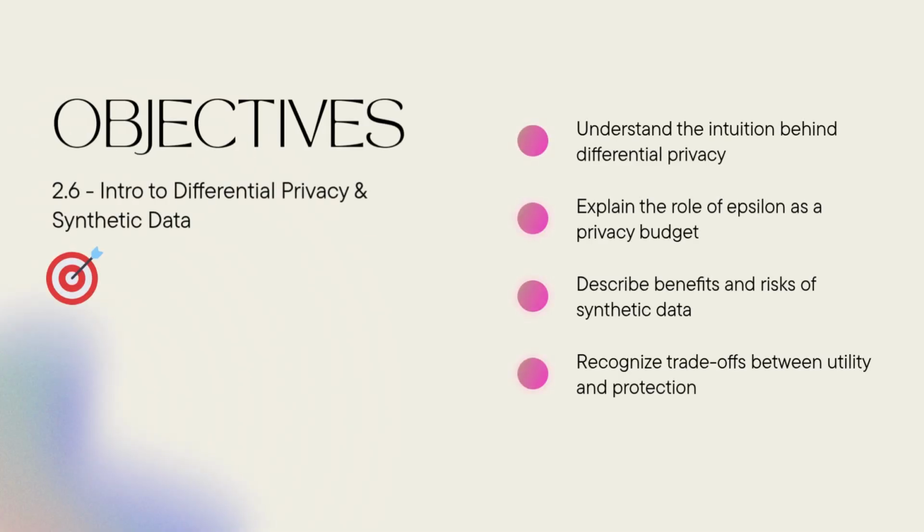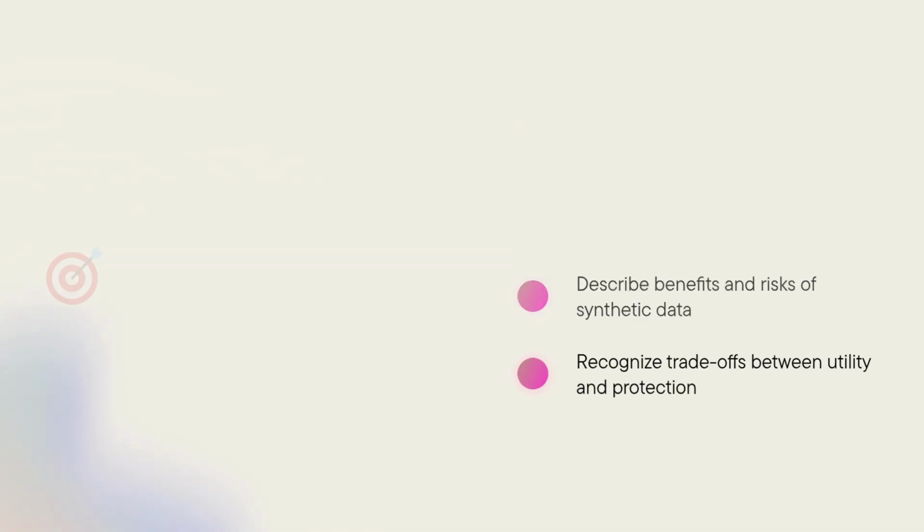And now here are the objectives for this lesson. By the end, you'll understand the core intuition behind differential privacy, explain the role of epsilon as a privacy budget, describe benefits and risks of synthetic data, and recognize trade-offs between utility and protection.